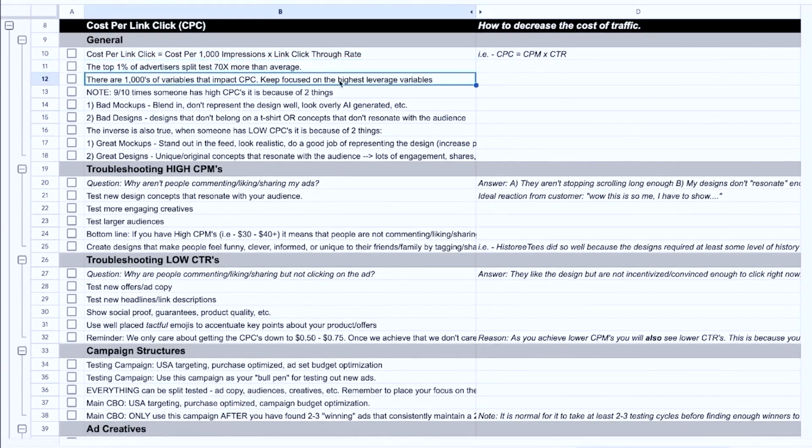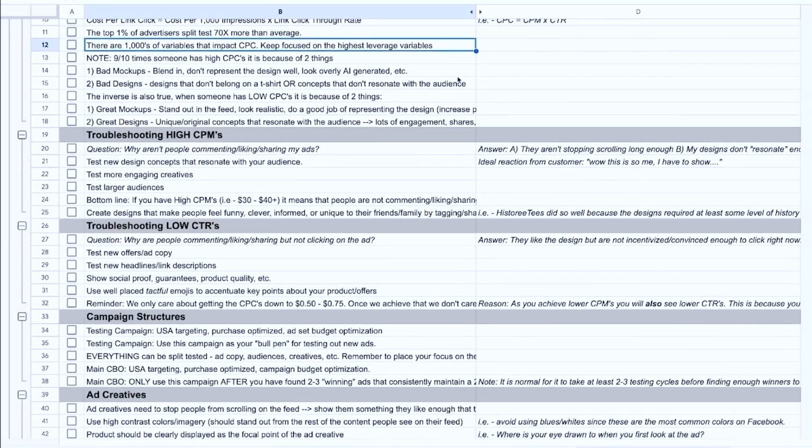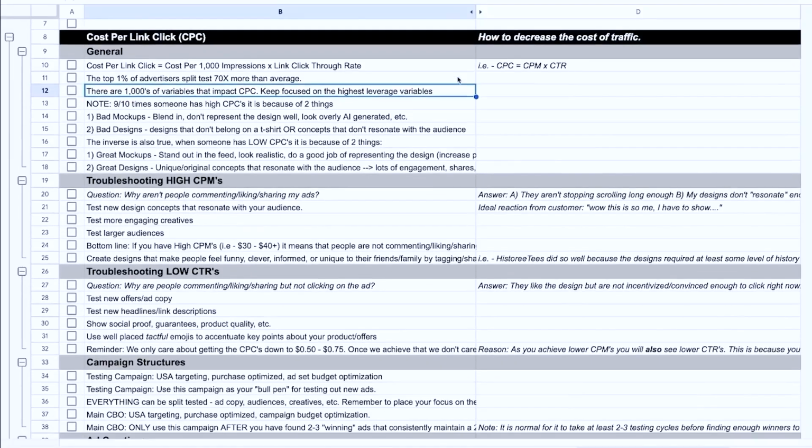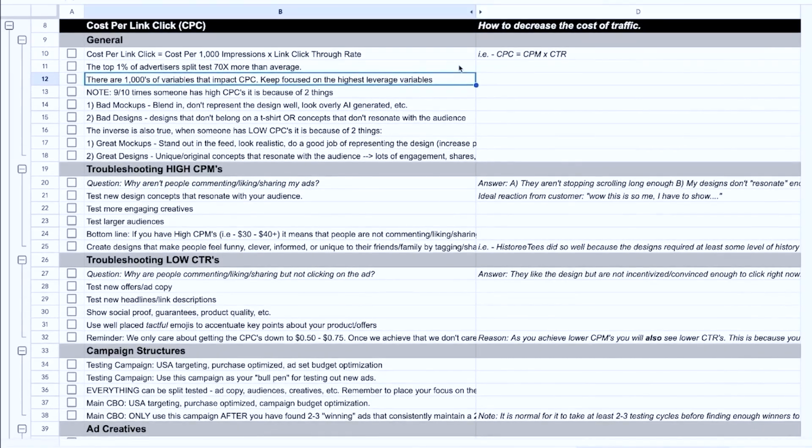And for anybody who's currently in the university, this is going to be a breath of fresh air for you guys because you've heard me say the same things over and over again. Now, this is fleshing out everything that I could possibly say about how to lower cost per link click. But again, the answer is not changing. By far the biggest variable is always going to be your mockup and your product. But let's go through it.